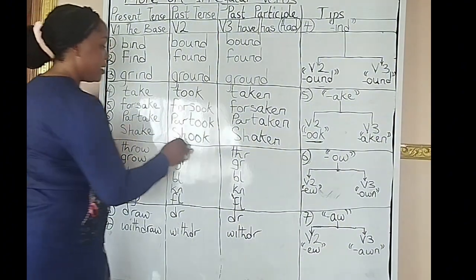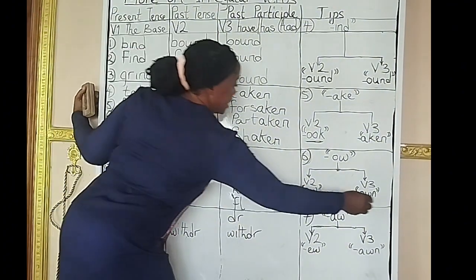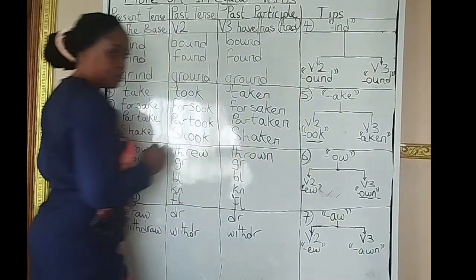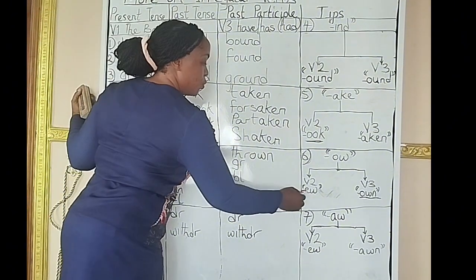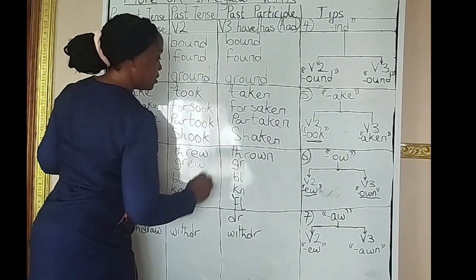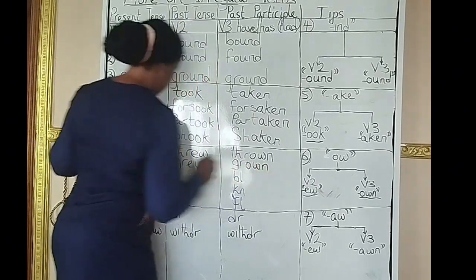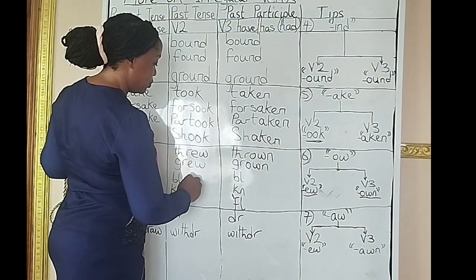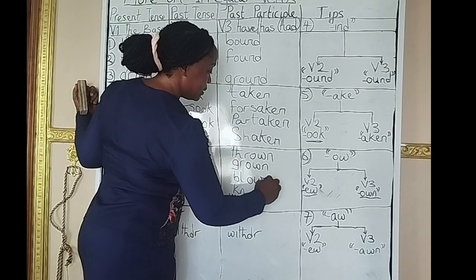Throw. We say threw. And we come here, we take this. Thrown. Beautiful. We have the next. Grow. U will be added. So we have grew. And we add this one. N. Grown. We have another. Blow. We say blew. And here becomes blown.